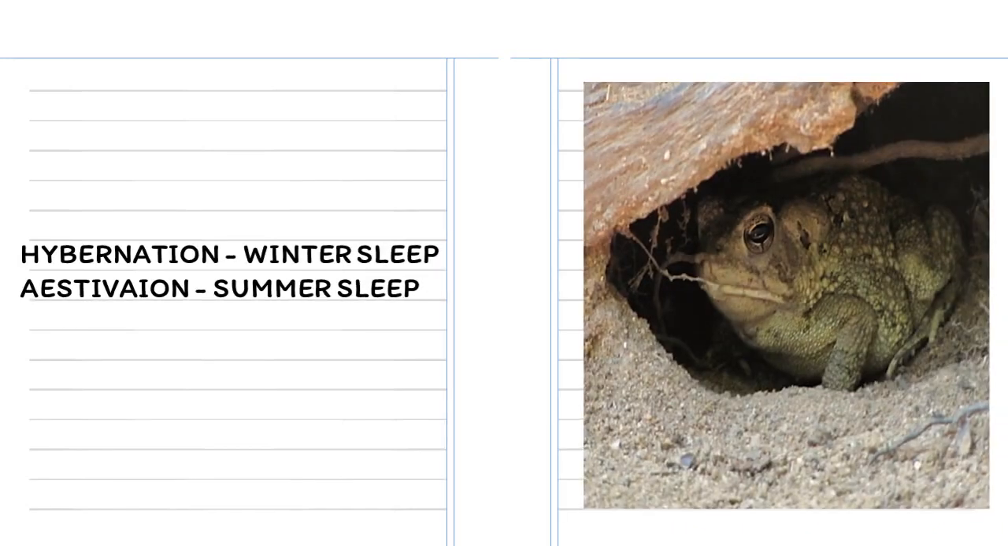And another character of these amphibians is hibernation as well as aestivation. Hibernation means winter sleep. Aestivation means summer sleep. What do we mean by this? During winter the climatic condition will be very cold, and during summer the temperature will be very hot. So during such extreme climatic conditions, these organisms want to protect themselves from the very cold as well as the very hot conditions. That's why they take rest in a hidden, protected place. That is known as hibernation as well as aestivation, right?